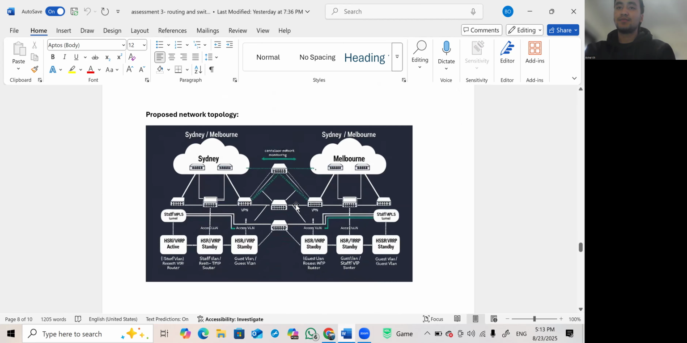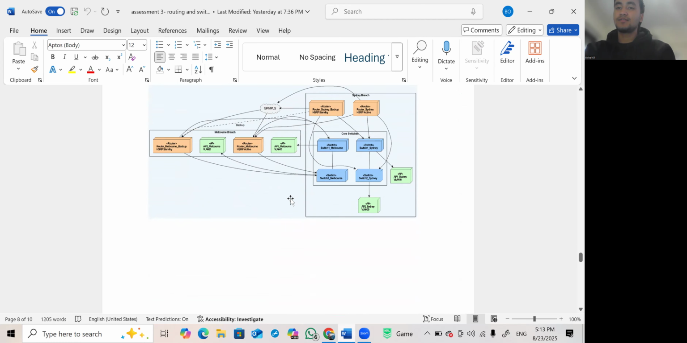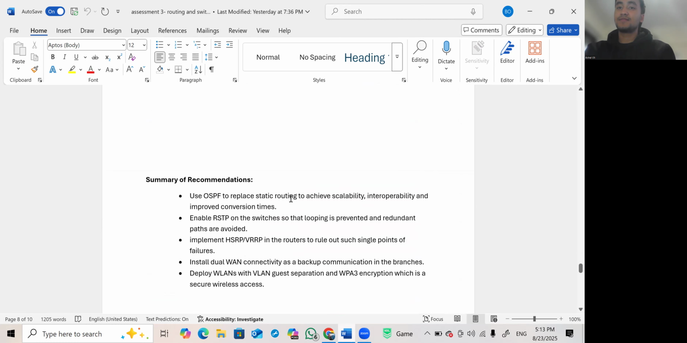So this is my proposed network topology. This is Sydney. This is Melbourne. The routers are connected through the VPN with HSRP standby, and you can see we have used different WANs in the proposed network. So these are the network topology diagrams.